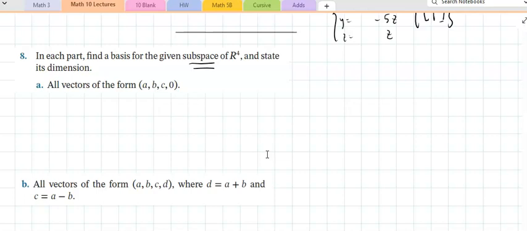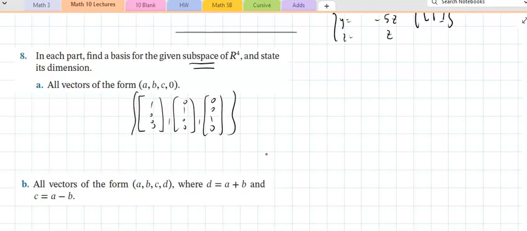All right. Now, here we're going to take a subspace, find the basis for the subspace, and state its dimension. So if I take the very first vector, I'm looking at the set of vectors A, B, C, and 0. Well, isn't that really just 1, 0, 0, 0, 0, 1, 0, 0, and 0, 0, 1, 0? That's it. And the dimension of that is 3. So S forms a basis for the subspace, and its dimension is 3. That's kind of like saying X, Y, Z, and 0, or X1, X2, and X3. I could write them like that.